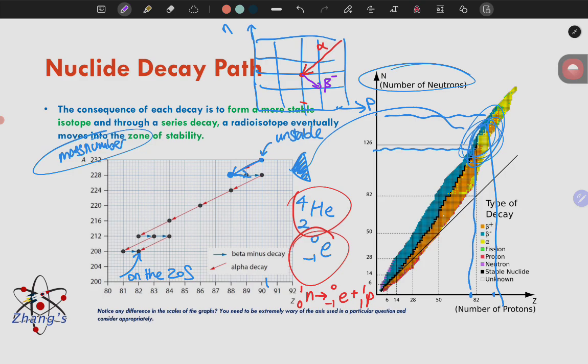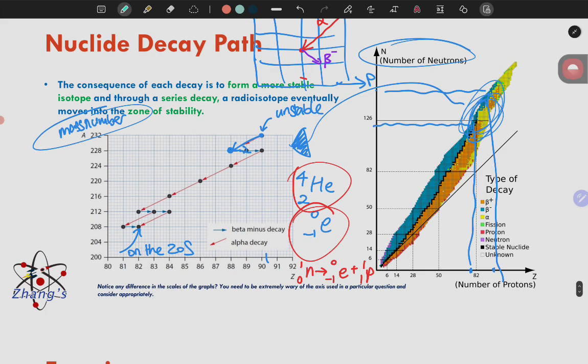So you can see here that you have to be careful and read your axes carefully if you're dealing with a mass number y-axis or a neutron axis, and plot or read the decay path accordingly. So that's the main thing you need to be wary of when you see these types of graphs. Aside from that, most questions tend to give you either this graph, and you have to interpret what the series of decays means to get to the stable nuclide, or they will give you a series of decays and ask you to plot it on the graph. So hopefully that gives you a bit of an idea of this nuclide decay path.